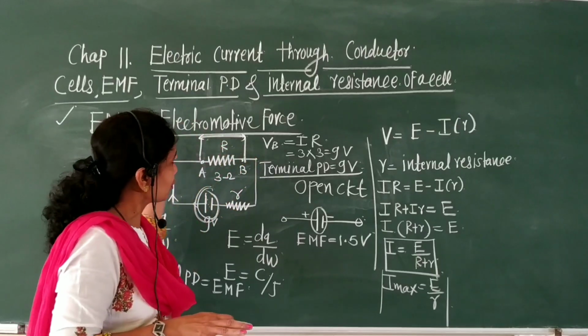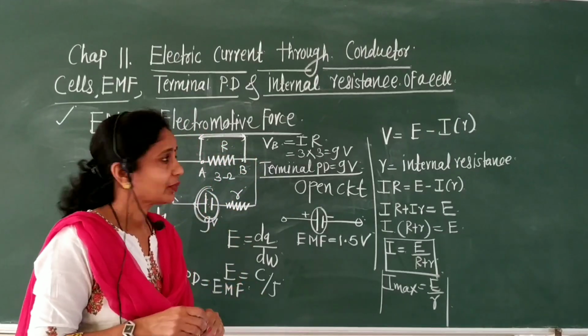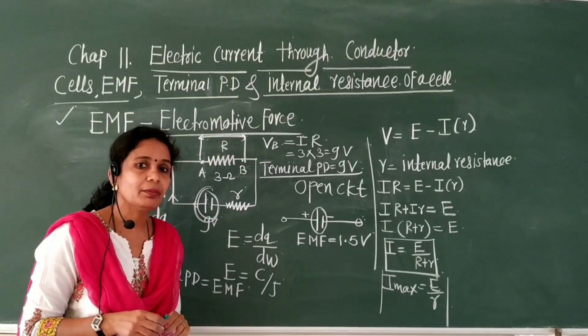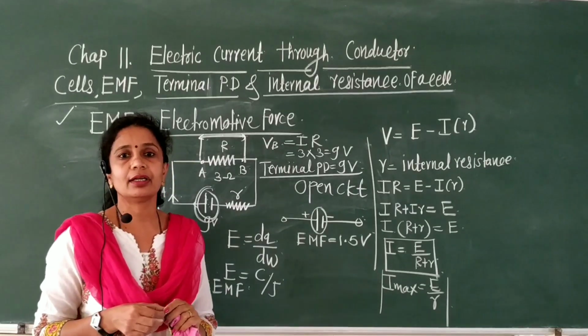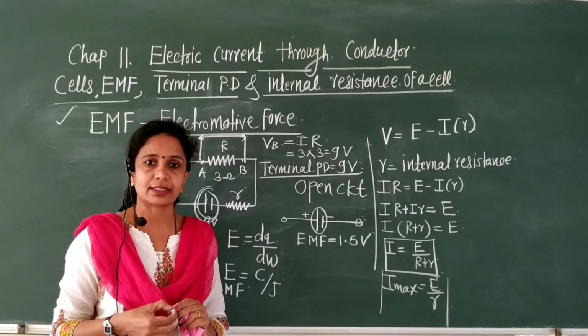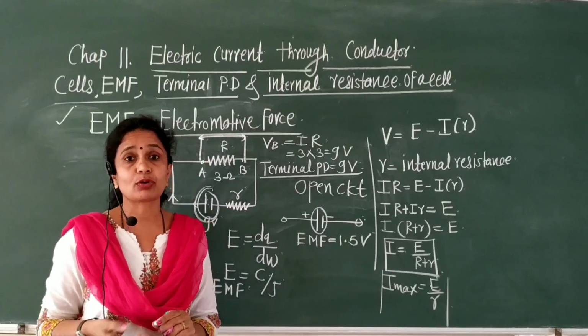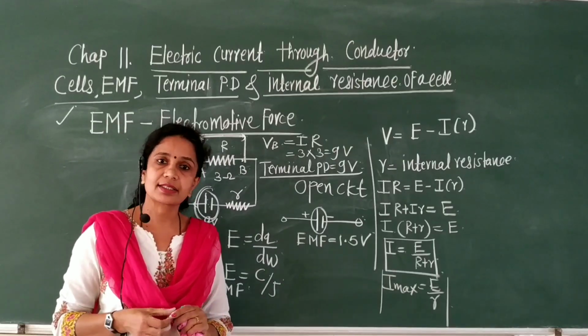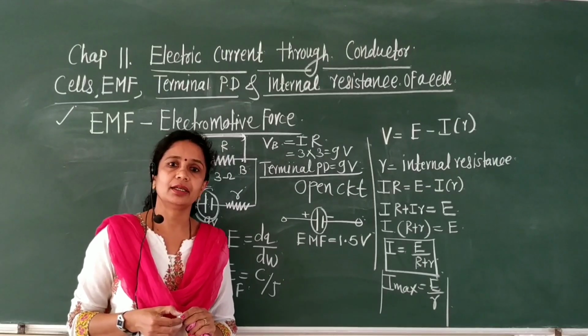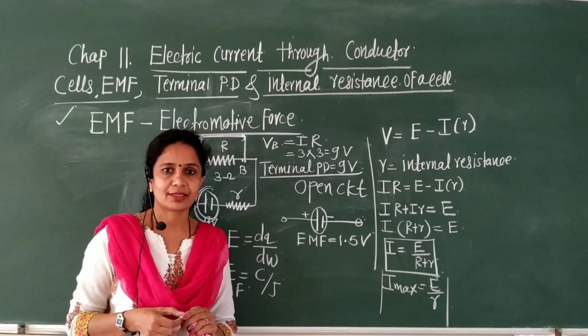This is all about the cell, EMF, terminal PD and internal resistance of a cell. In the next lecture, we will see the types of cells, then cells in series and cells in parallel. Let us stop here.